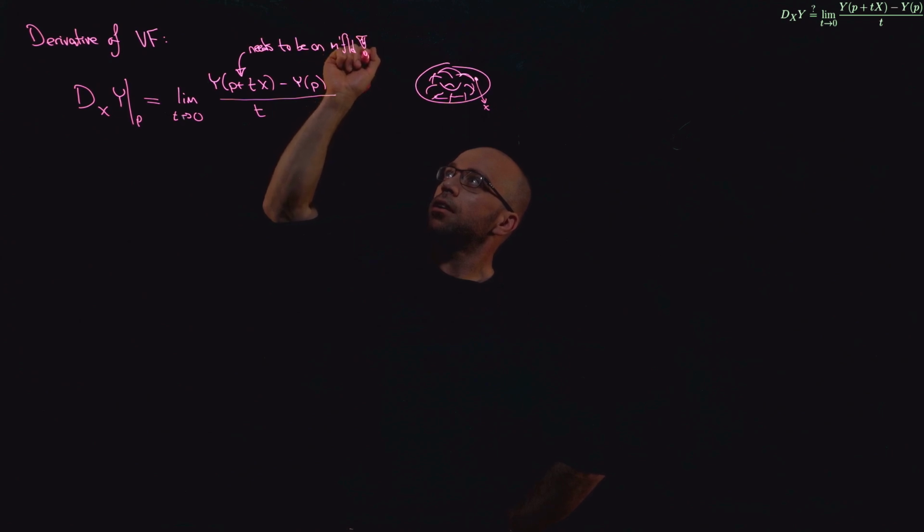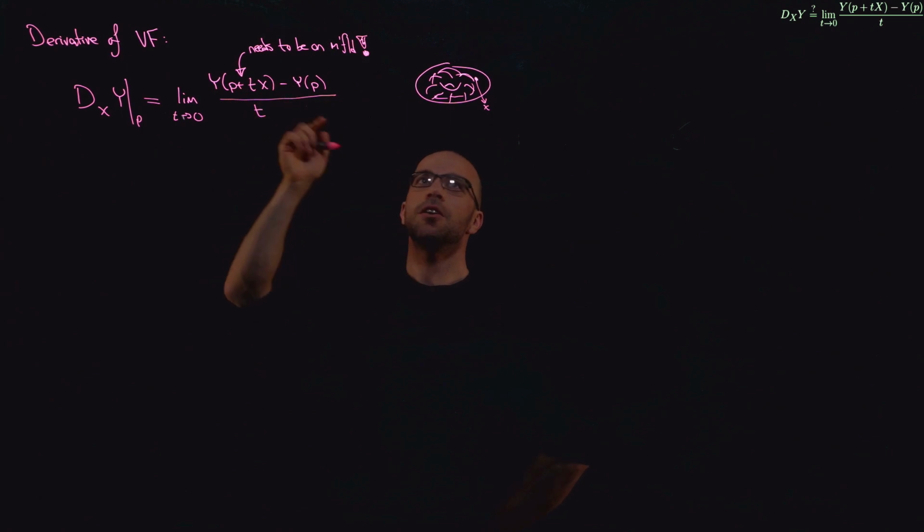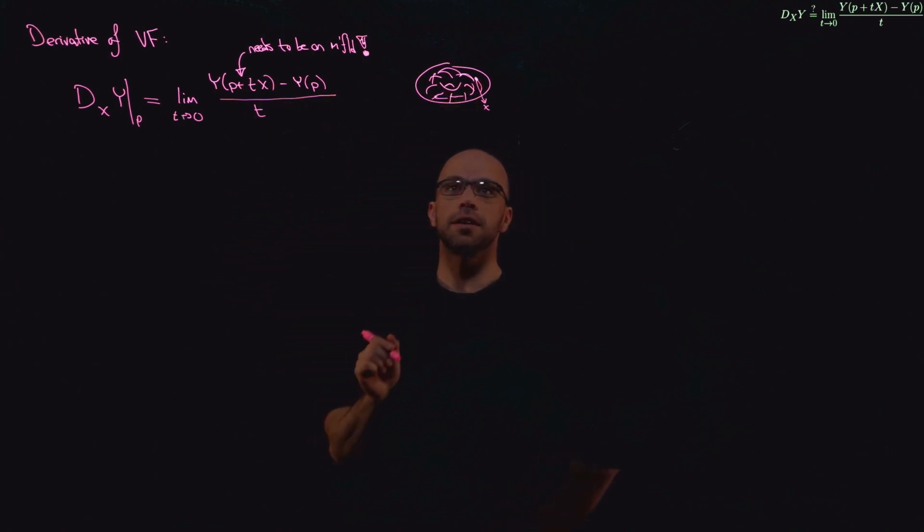And I think you can all guess where I'm going to go with this, which is basically to replace p plus tX with a curve that's moving along the domain.